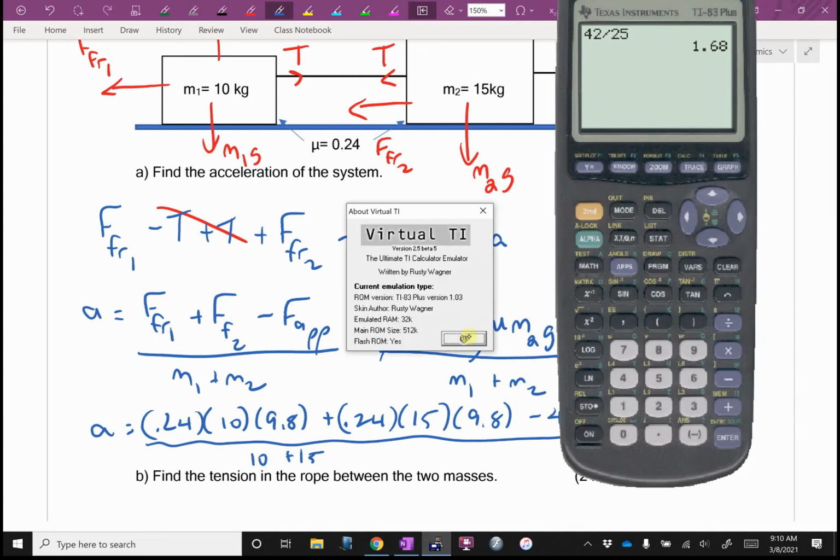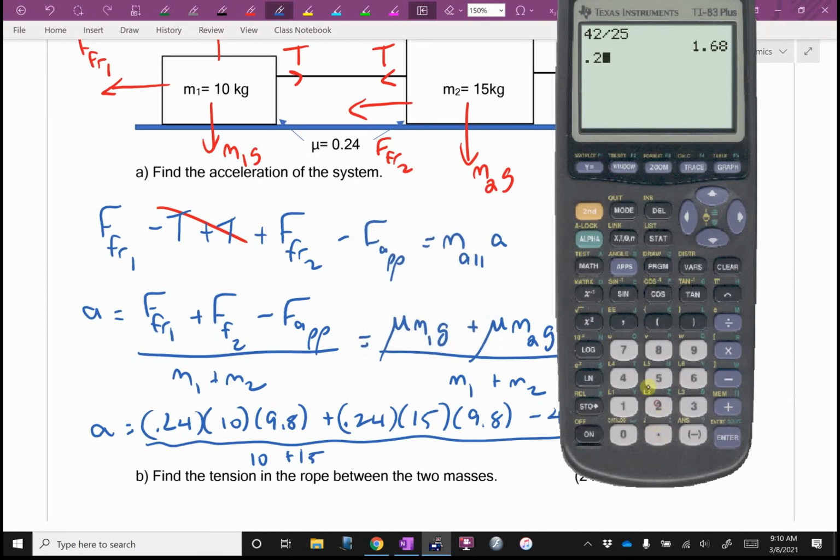Oh. 0.24 times, oh, hang on. Is this a fraction? Bracket. 0.24 times 10 times 9.8, plus 0.24 times 15 times 9.8, minus 42. Close off the top, open up the bottom. 25. I'll add the 10 and 15 in my head because I can. Do I get 0.672? Is that right?